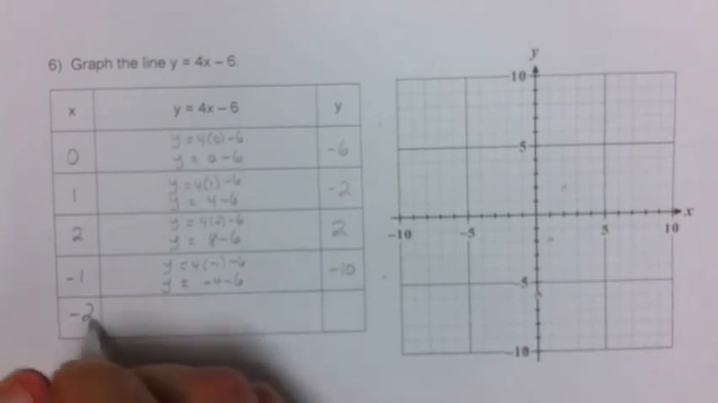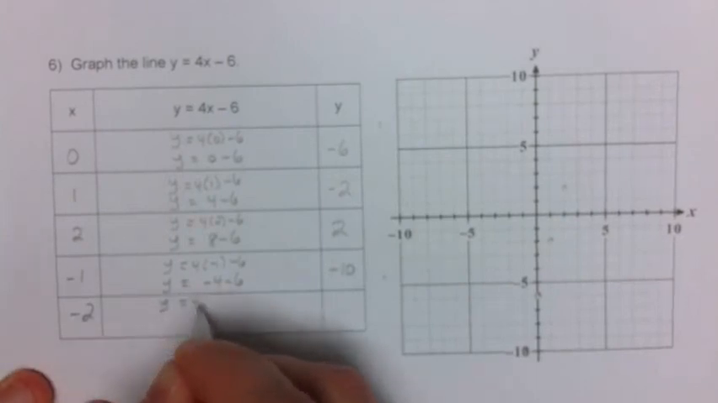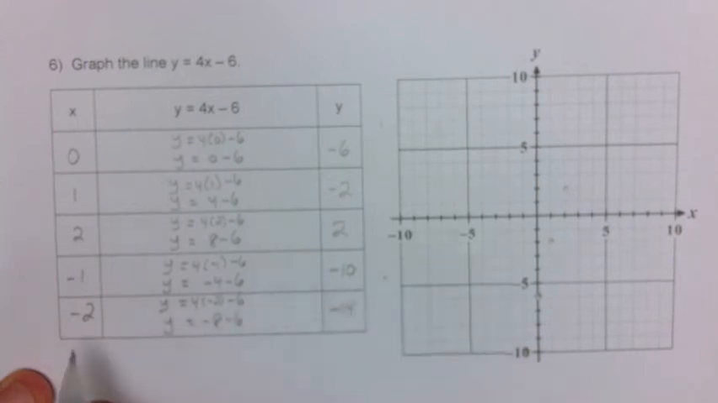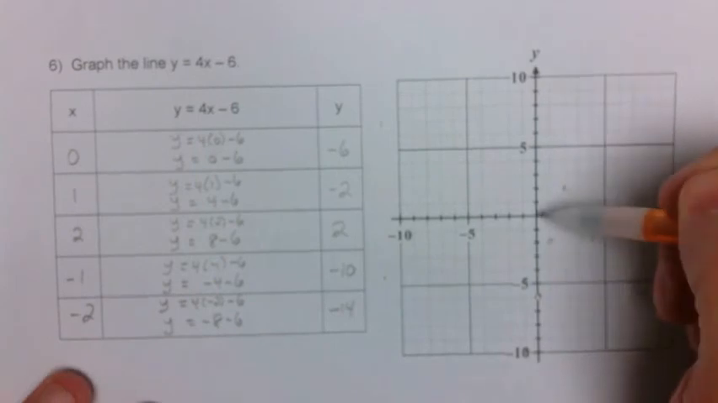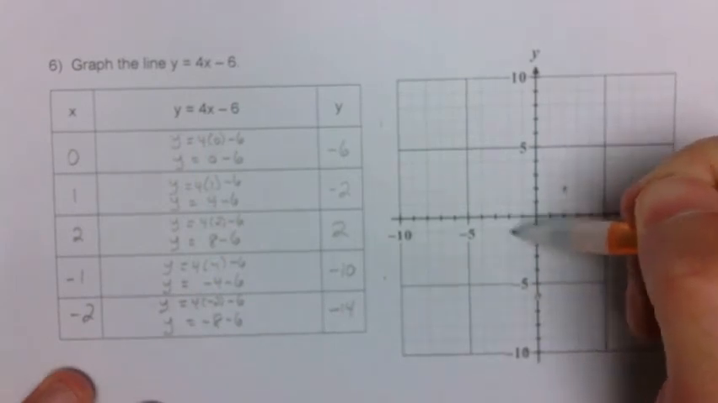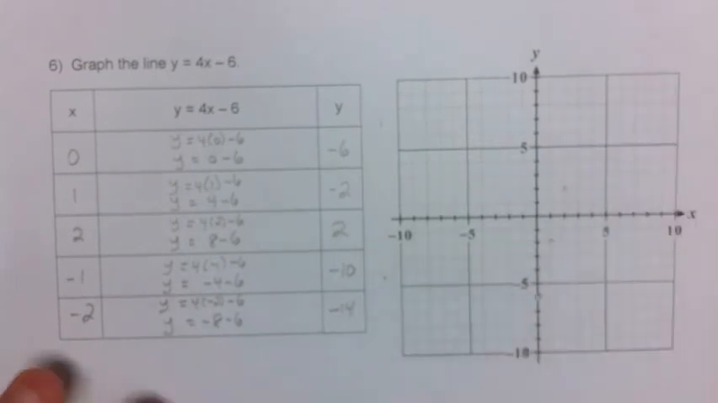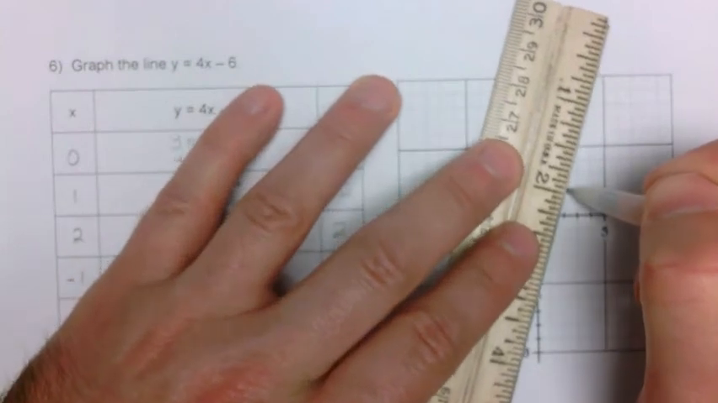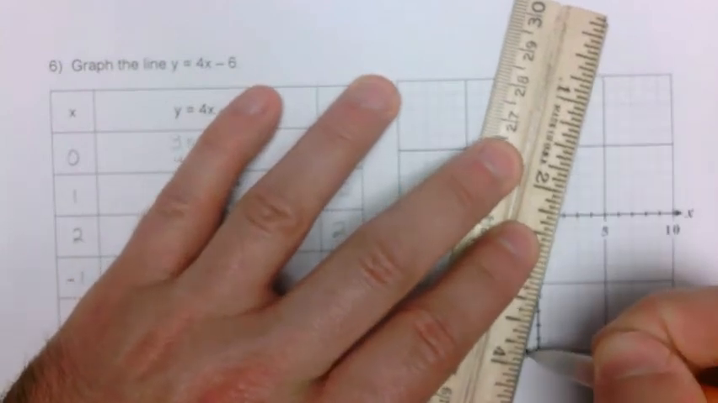And then if x is negative 2, y equals 4 times negative 2 minus 6, which is negative 8 minus 6, or negative 14. Negative 2, negative 14 would be 2 units to the left, 14 units down. So again, that's going to be off of our graph. But again, we have enough points where we can connect them to make our line. So let's go ahead and connect those 4 points that we do have.